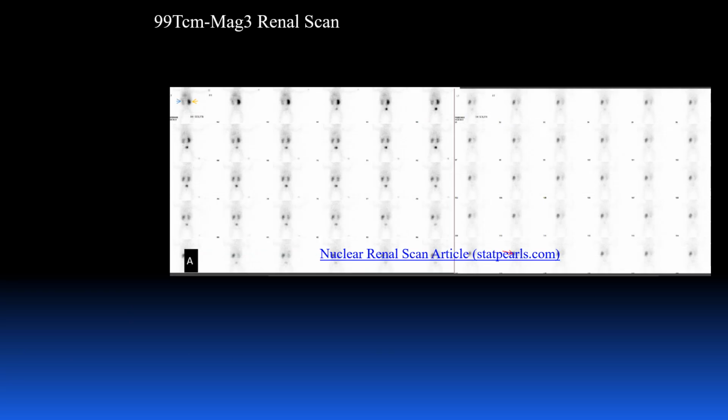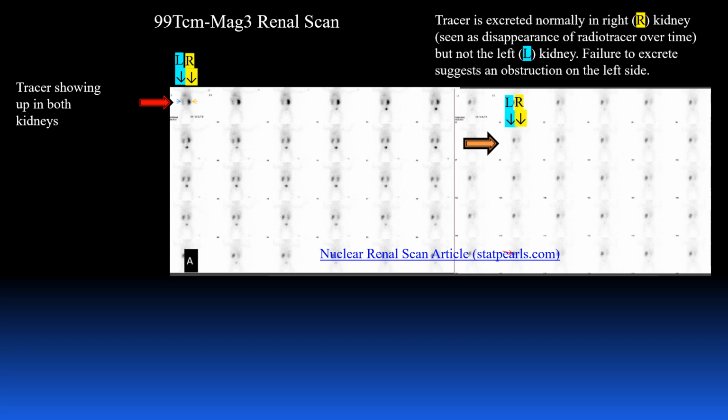This is a renal scan of a patient with obstruction of the left kidney. Both kidneys can be seen here. Over the exam course, there is normal excretion in the right but not left kidney. Normal excretion is seen as the disappearance of the radiotracer in the right kidney over time. The failure to excrete the tracer suggests an obstruction.